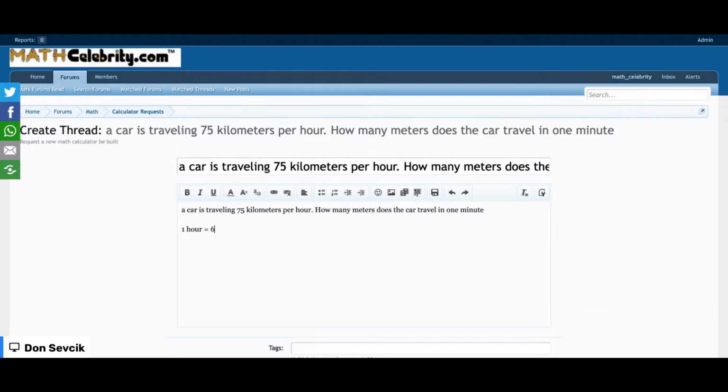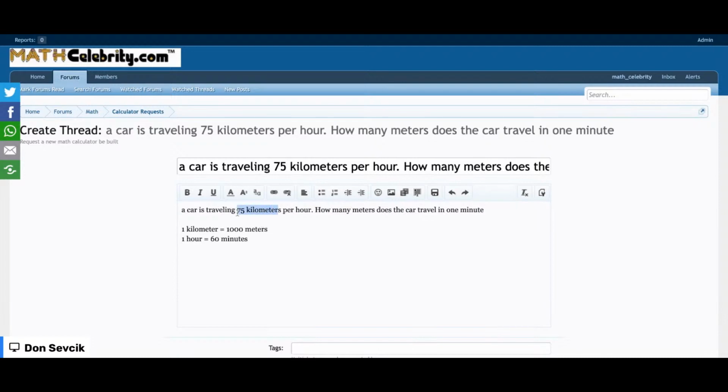1 hour equals 60 minutes. And then how many meters? So 1 kilometer equals 1,000 meters. Yes. 1 hour equals 60 minutes. We need to decide what time period. Well, we know the time period is a minute.